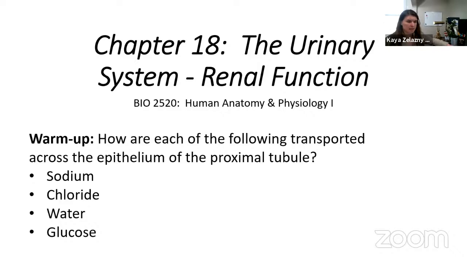Okay, take another second to think about these four substances, what's happening with them in the proximal tubule, which is where we left off on Friday. If you don't get to all of these by the time I start talking, don't worry about that. You can come back and use these as practice problems when you get to studying for the exam.